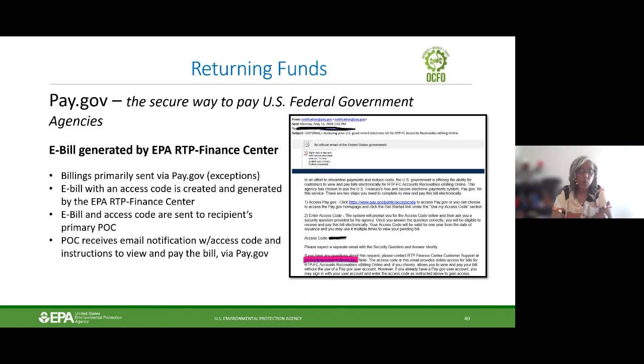The primary point of contact receives the email notification along with the access code and instructions on how to view and pay the bill within pay.gov. And the snapshot there is a snapshot of what the email would look like from pay.gov to you.